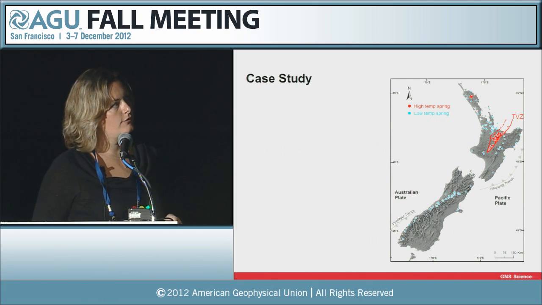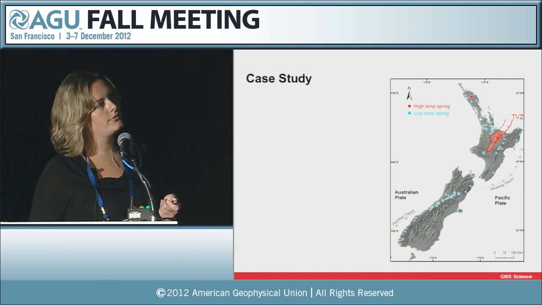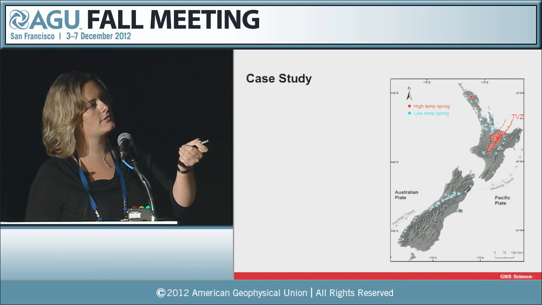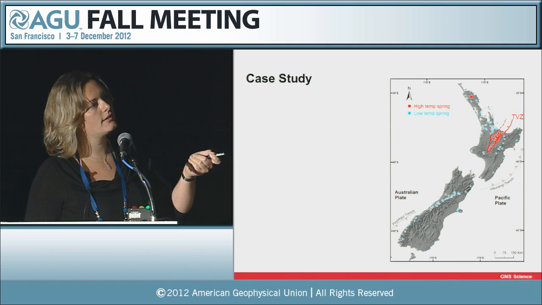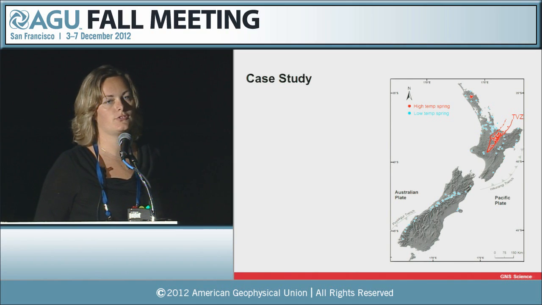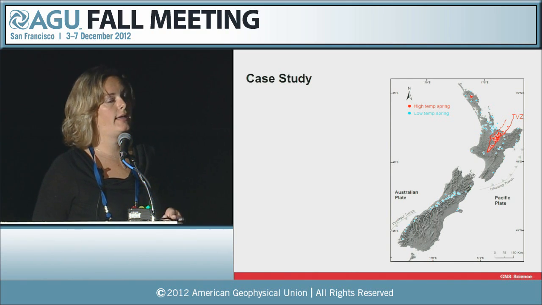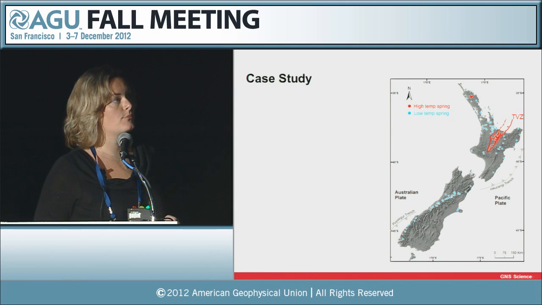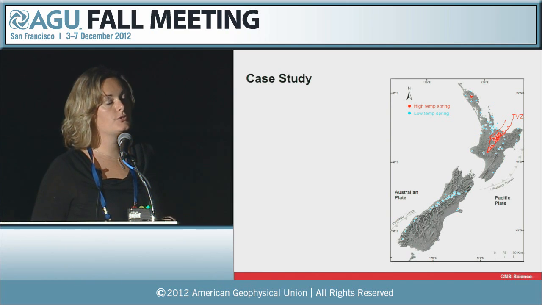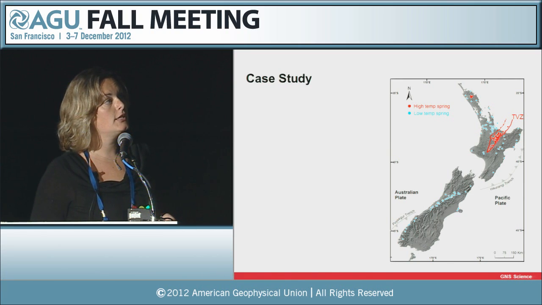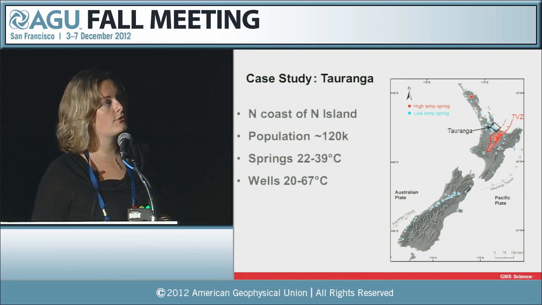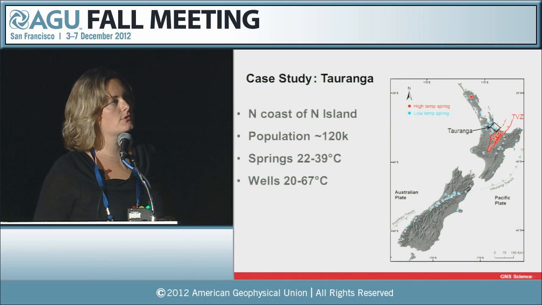So I'm going to present a field in New Zealand. The Taupo volcanic zone, which you can see outlined in red here, is the main host of the high temperature springs and the electricity producing geothermal fields. But there are low temperature resources located pretty much across the country, and I'm going to focus on the Tauranga geothermal field, which is on the north coast of the North Island of New Zealand.